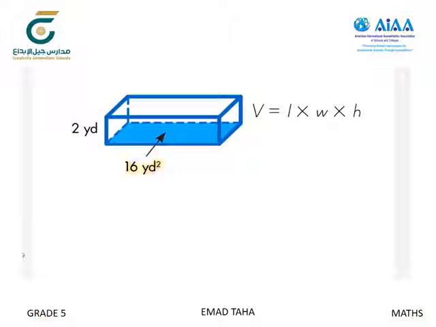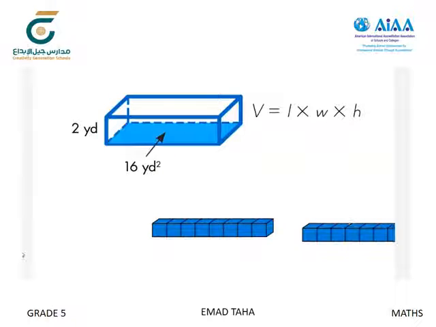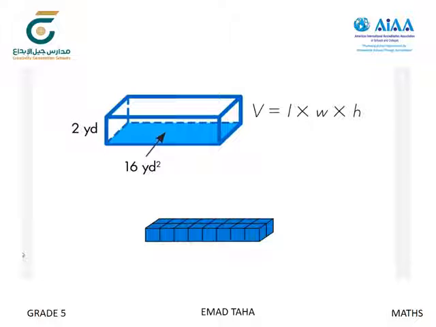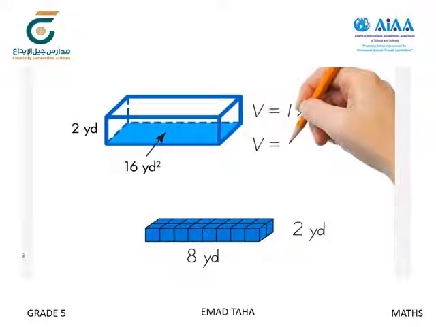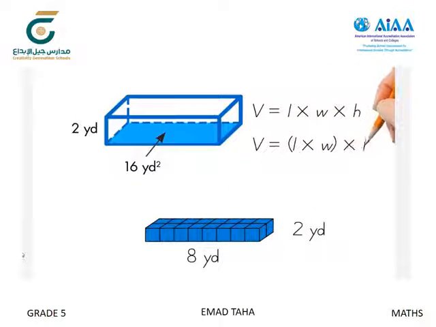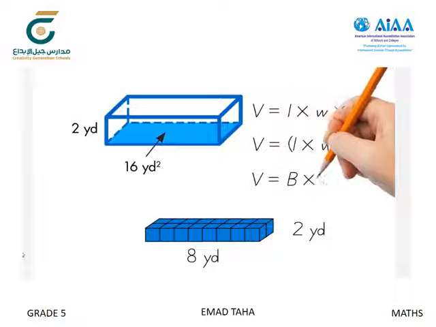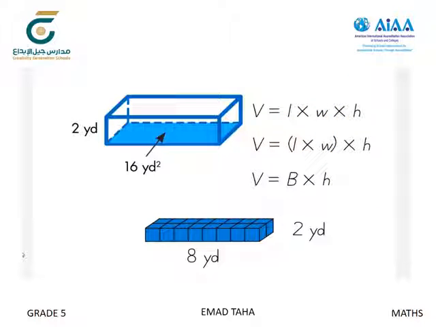Explain to these students that the measurement 16 square yards is the area of the base of the prism. Then have them use unit cubes to represent cubic yards. Ask them to build a possible bottom layer of the prism that has an area of 16 square yards. One way to do this is to make 2 rows of 8 cubes each. Help them relate multiplying the length and width of the prism to the area of the base of the prism, thus developing the formula in which the volume of a rectangular prism is equal to the area of the base times the height.